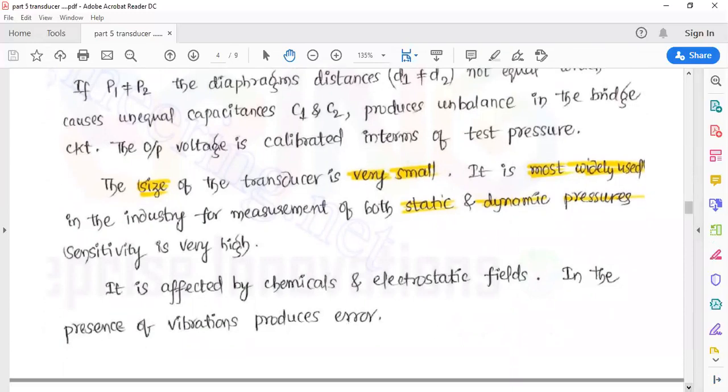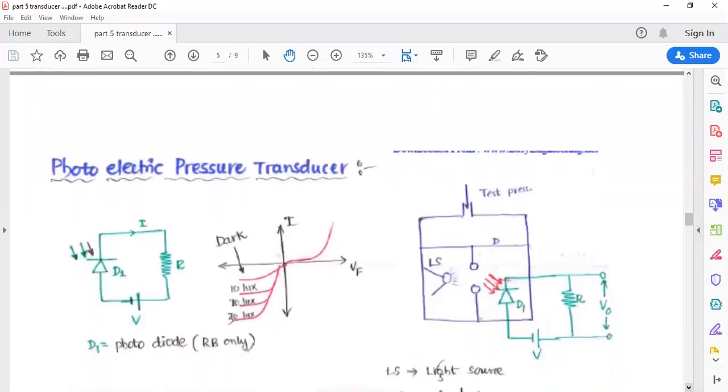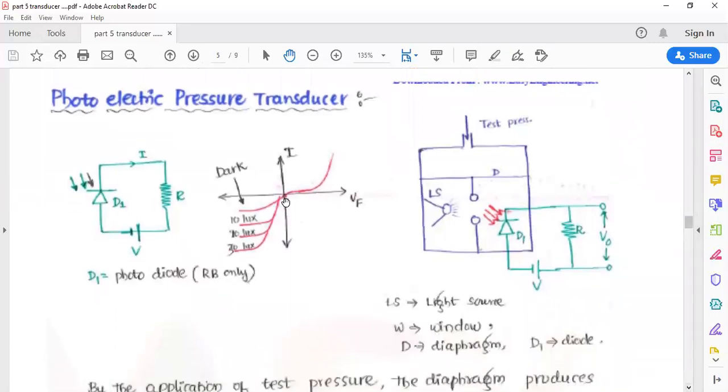Now, next is photoelectric pressure transducer. Inductive transducer we have studied, capacitive transducer we have studied. Photoelectric pressure transducer, as the name suggests, means here we use photodiodes as a device which measures the change in pressure, and there will be a change in voltage.